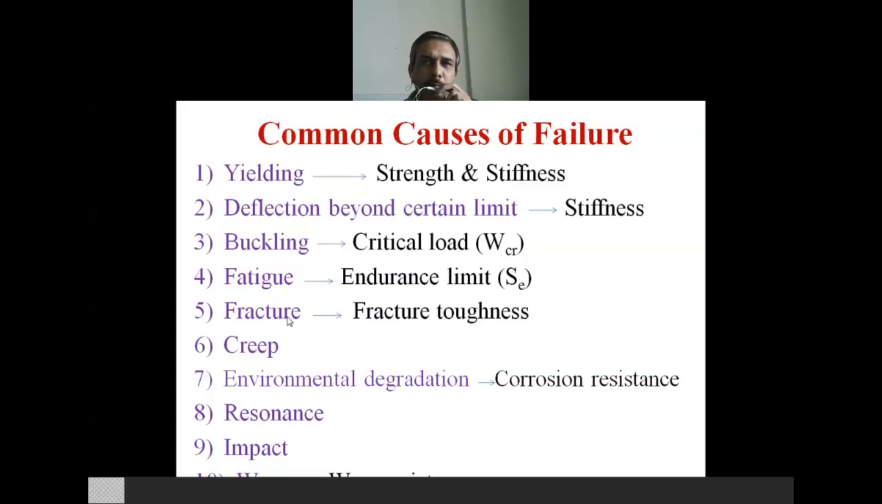Okay. The next type of failure, that is fracture failure, or this you get from fracture mechanics. Again, it is a typical kind of failure. So what is fracture? Yes, anyone? And where you have to take care of fracture? What is fracture failure?